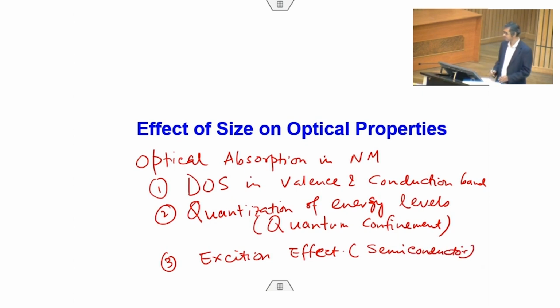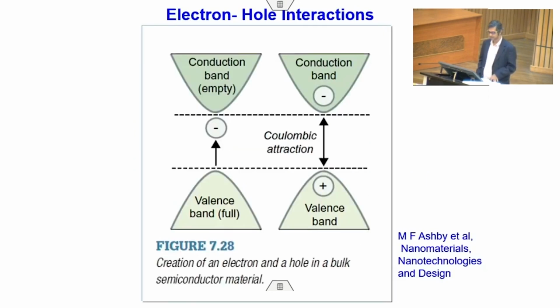So, DOS, you know that density of states in valence and conduction bands is what dictates the electronic transitions, and electronic transitions are basically responsible for the optical spectrum, optical absorption. Okay. And in nanomaterials, you can have quantum confinement effects because of the size or the dimension of the nanomaterials. That has a strong role to play. And the third thing is exciton. So, first let us talk about what is exciton.